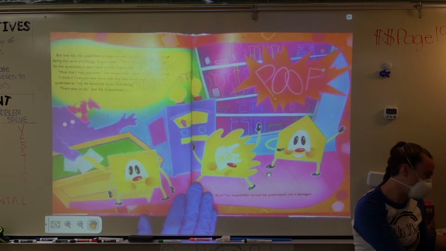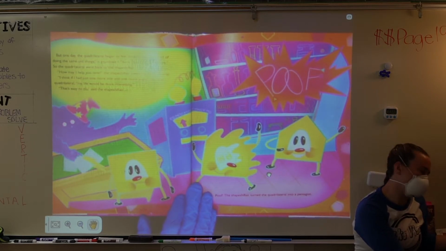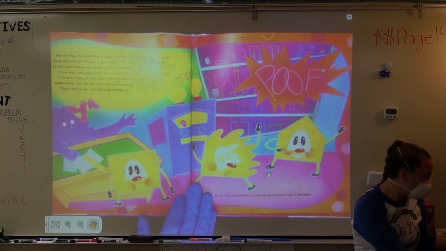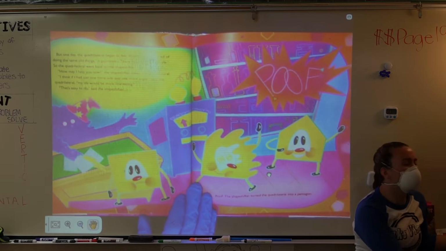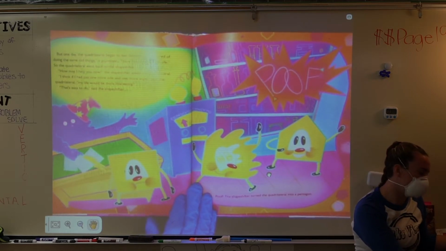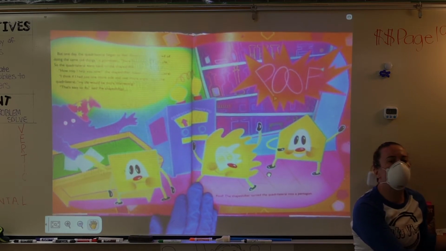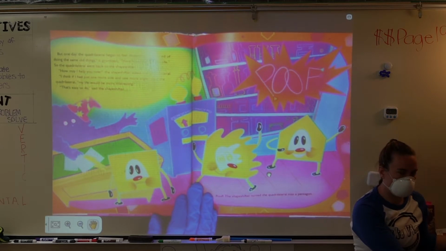So the quadrilateral went back to the shapeshifter. "How may I help you now?" the shapeshifter asked the quadrilateral. "I think that if I had just one more side and one more angle," said the quadrilateral, "my life would be more interesting." "That's easy to do," said the shapeshifter. Poof! The shapeshifter turned the quadrilateral into a pentagon.